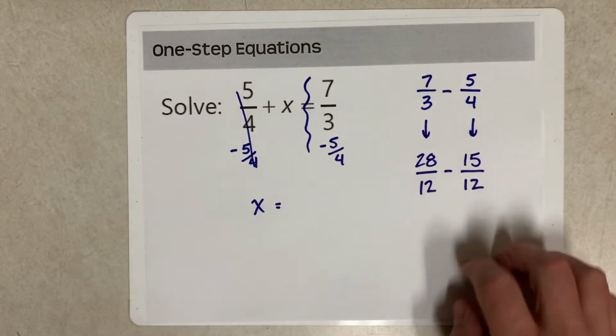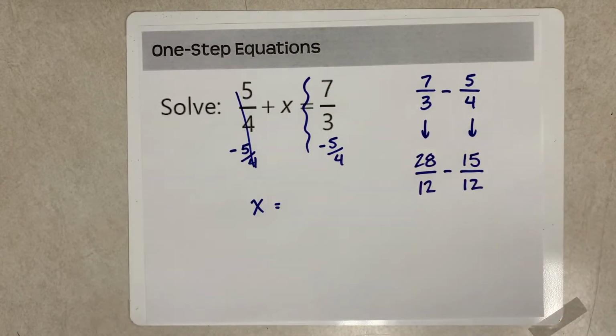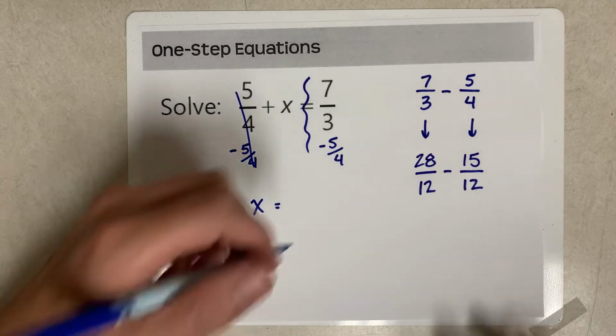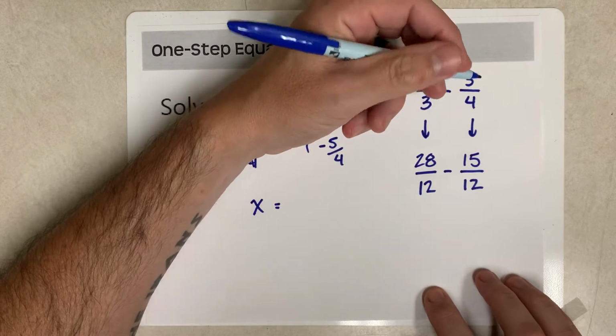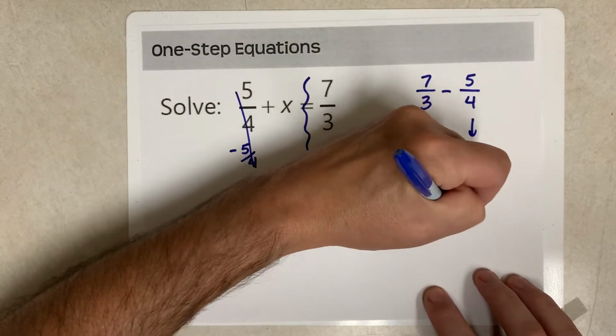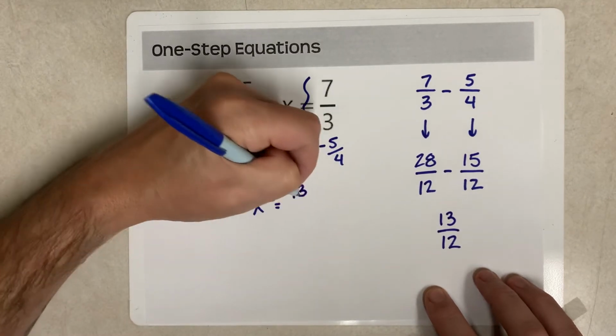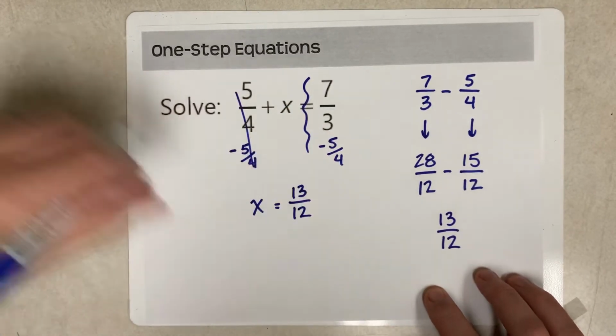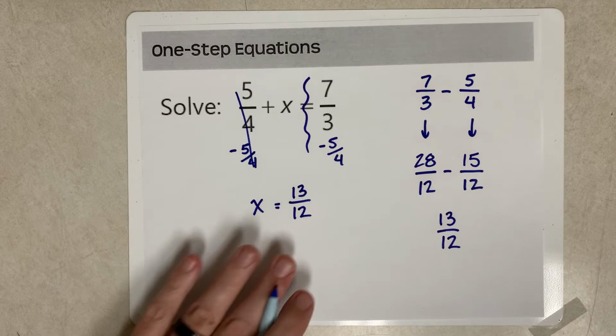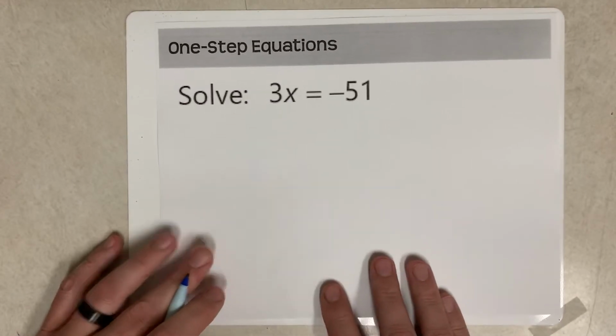So now we have to calculate 28 take away 15, which is really going to be 13. So 28 take away 15 is going to be 13 over 12 still. And so 13 over 12 would be our answer for this one. All right, so we've tackled the addition and subtraction. Now let's tackle the multiplication and division ones, fraction ones.